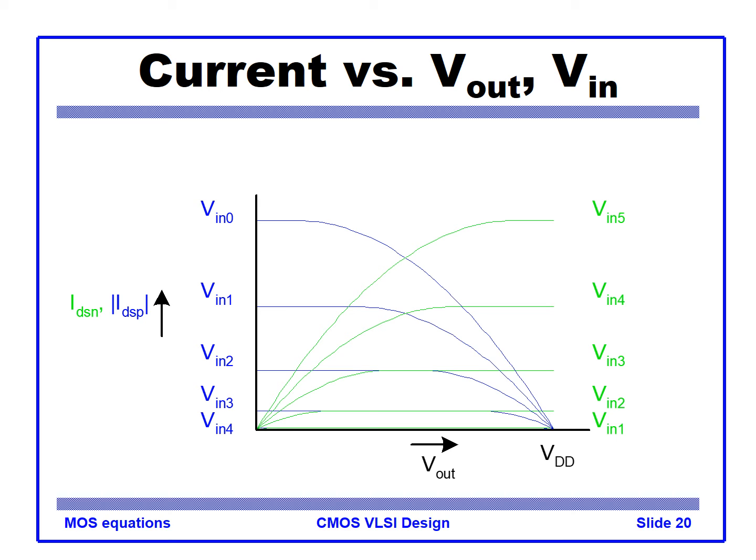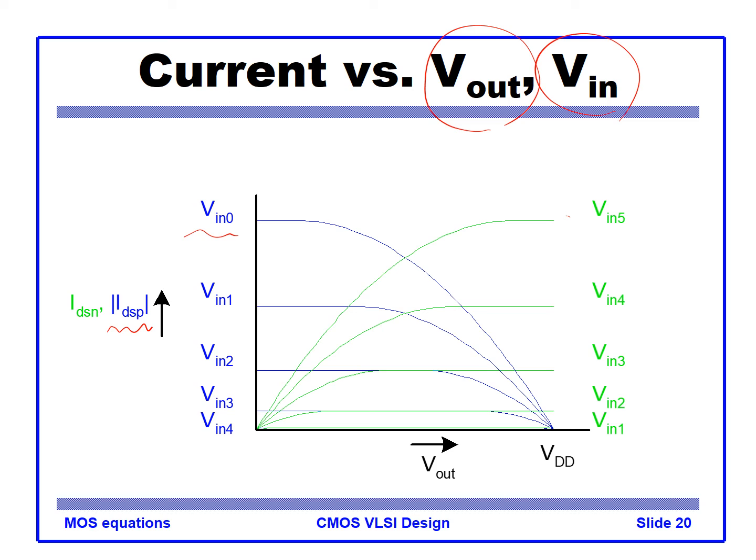Now we move to the plot of V out versus V in, right? For the NMOS device it looks like this, and the PMOS is drawn like that. So we again took the absolute current. For the different inputs, we can get different output current levels.